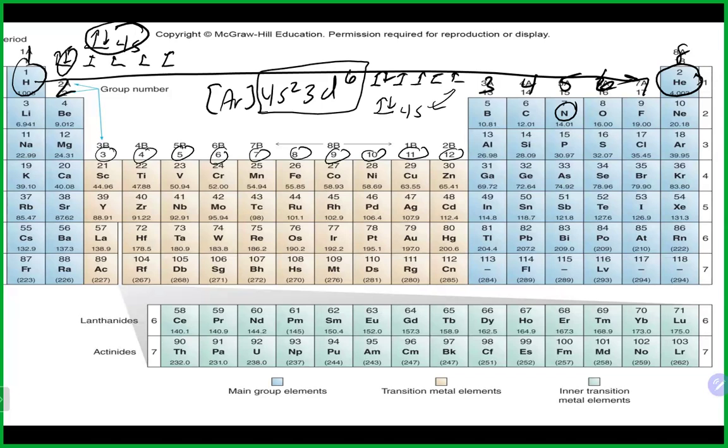So it technically has that many electrons, those guys, and they always will lose those s electrons first when they lose electrons, and then if they need to lose more electrons, they go into the d. So that's what happens with those.